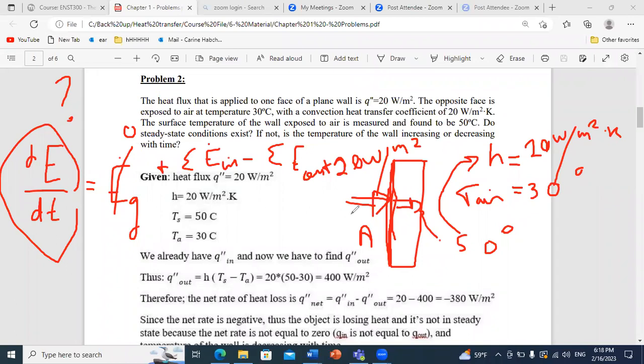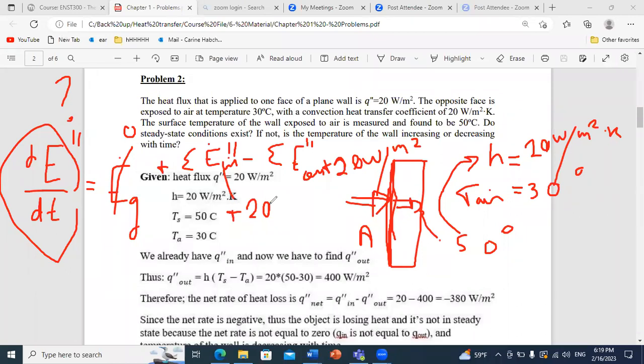Because we just care to answer the question if we have a transient term or a storage term or not. So here, because we don't have the area, we can find all energies per unit area. So E dot generation double prime, E dot in double prime, and E dot out double prime. So we have already sum of E dot in is plus 20, because we have a flux of 20 watt per meter square. And what about E dot out?